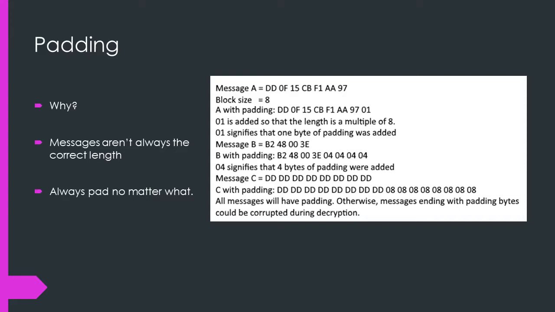So here's another case. Let's say that we have a message that is the correct block length. In this case, message C is 8 bytes long. We still need to pad it.